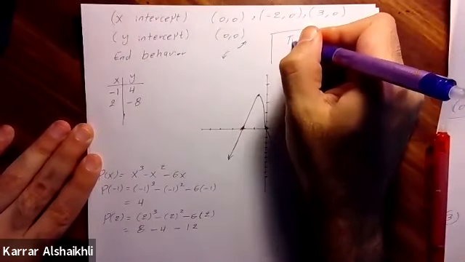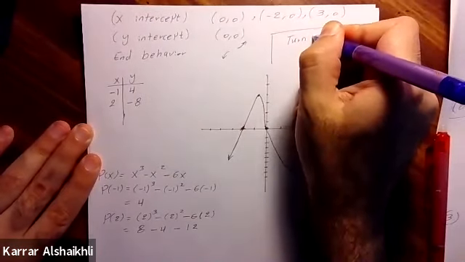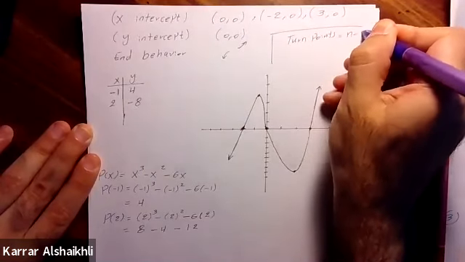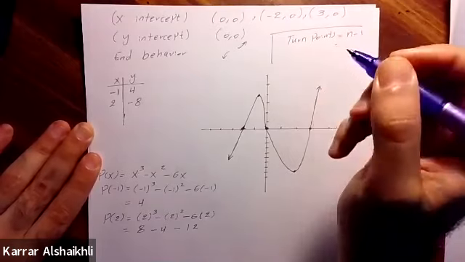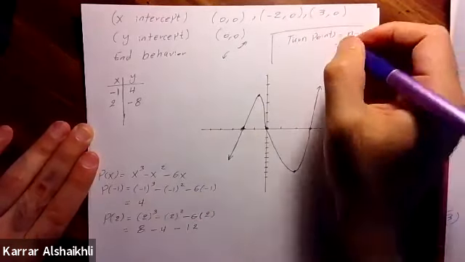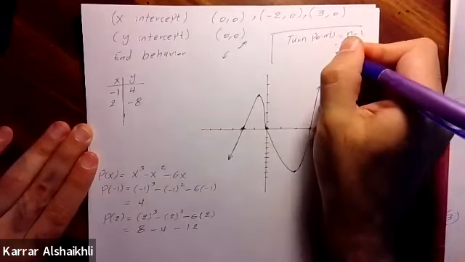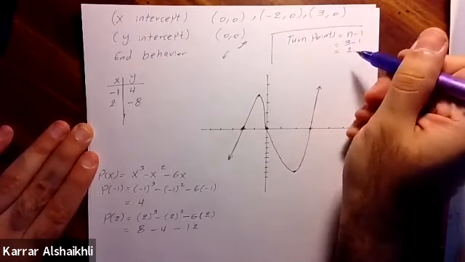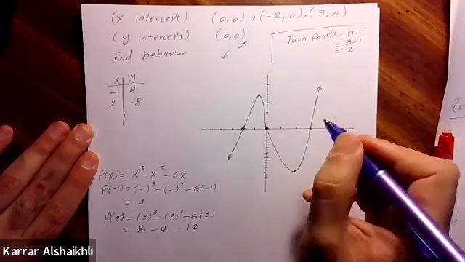So the turning points equal n minus 1. The n, which is the largest exponent, is 3. So 3 minus 1, so it's going to be 2. That means we have 2 turning points. Let's check where the turning points are.